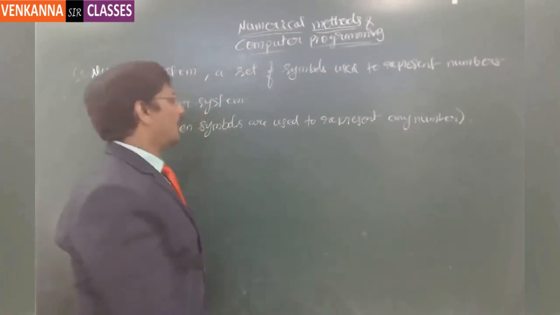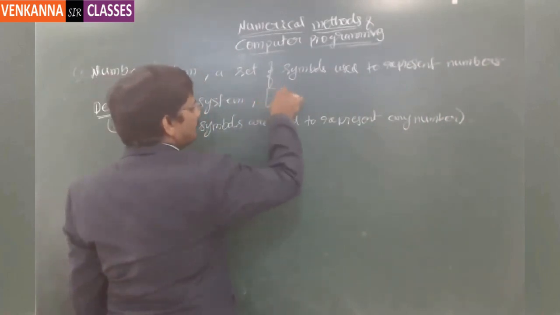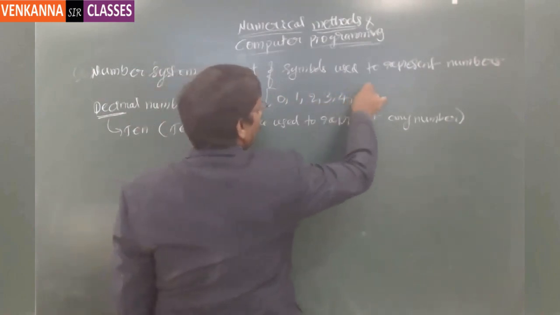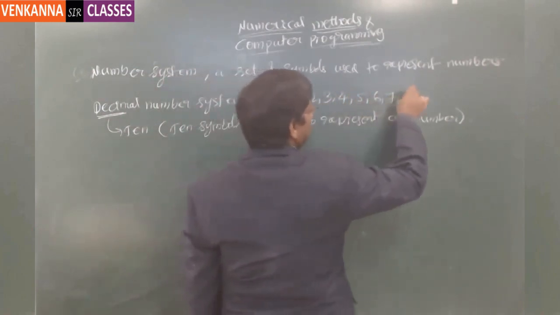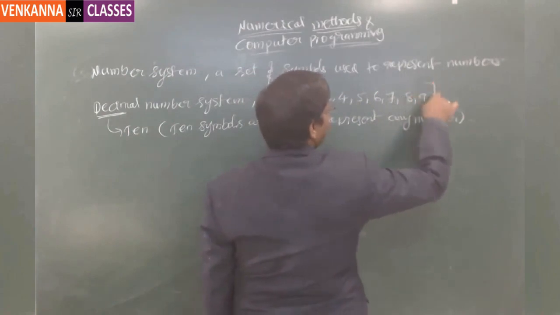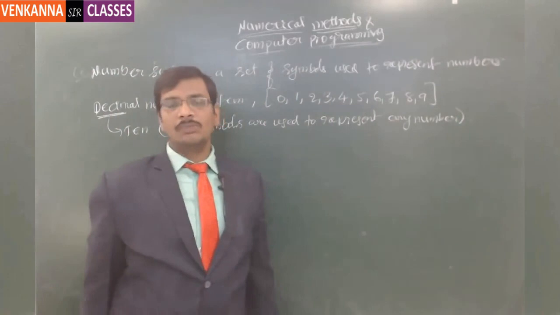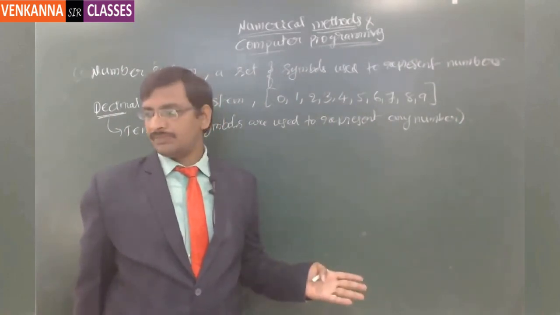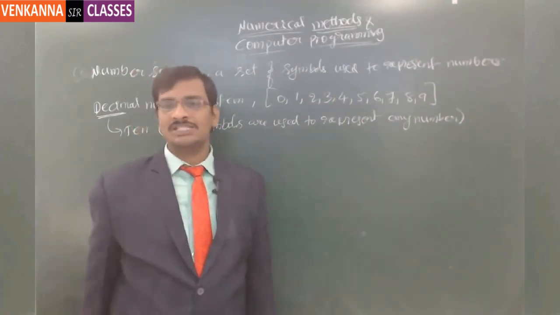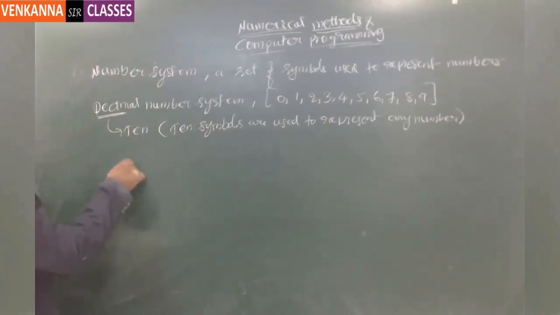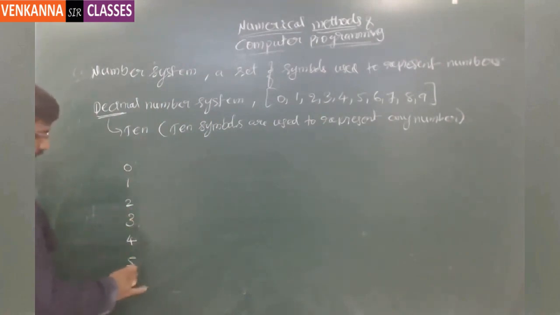Those 10 symbols are 0, 1, 2, 3, 4, 5, 6, 7, 8 and 9. These are the 10 different symbols we make use of to represent any number. Hence it is called the decimal number system.